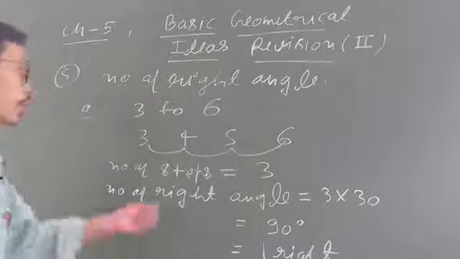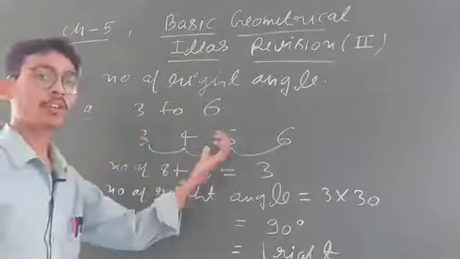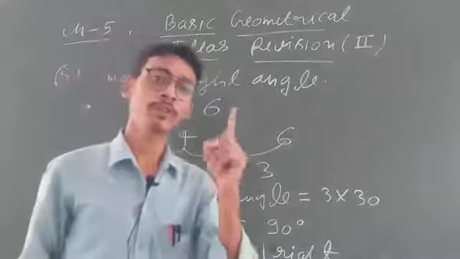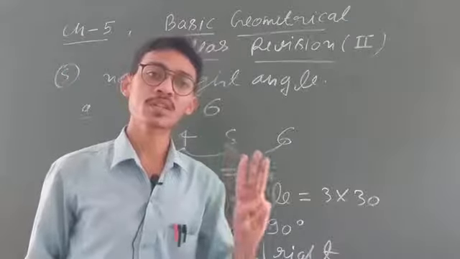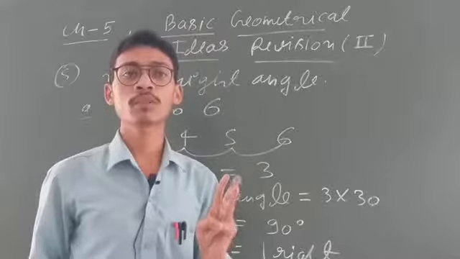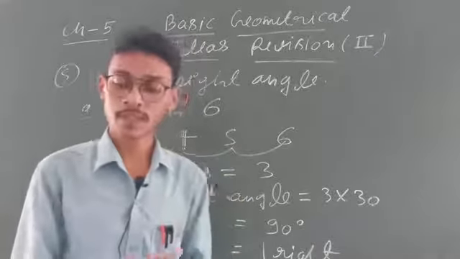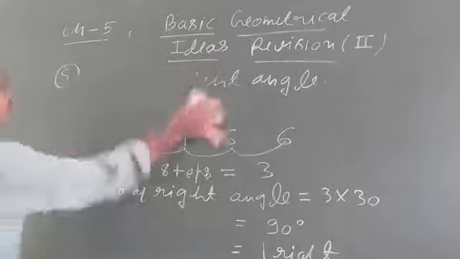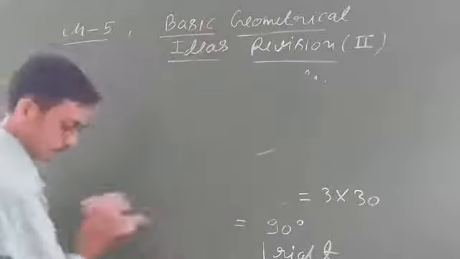Clear everyone? Look, very easy. First you have to count the steps. There is no need of writing this; you can count on your finger. 3, after 3 comes 4, 5, 6. How many steps? 3 steps. You know that one step is equal to 30 degrees, so 3 steps will be 30 multiplied by 3. It will come to 90, and on 90 we should know that it is one right angle. Clear everyone?